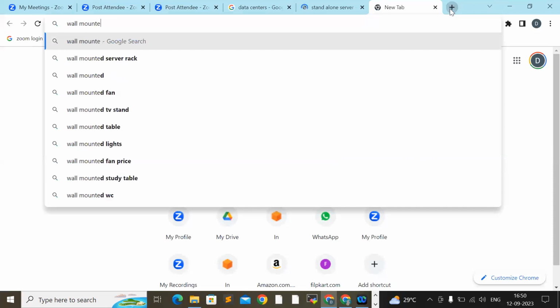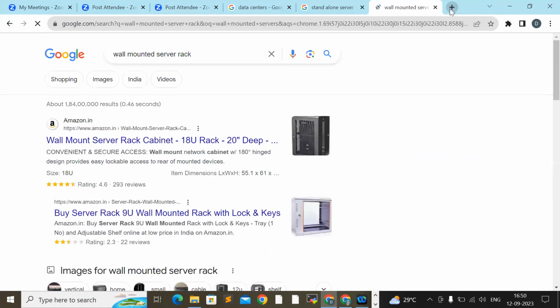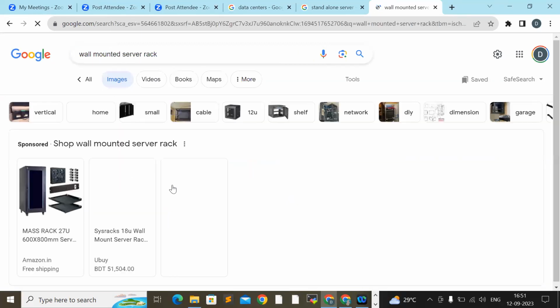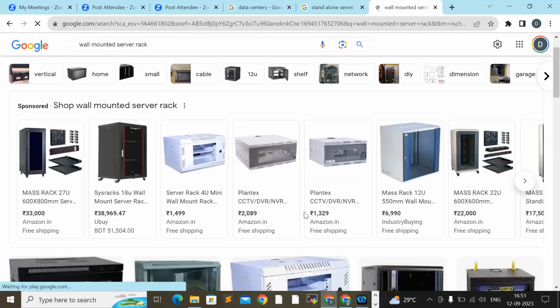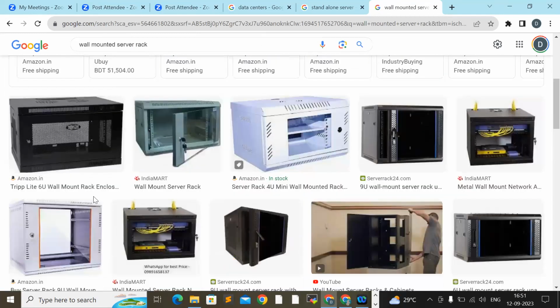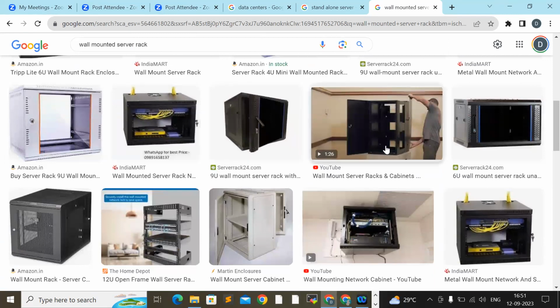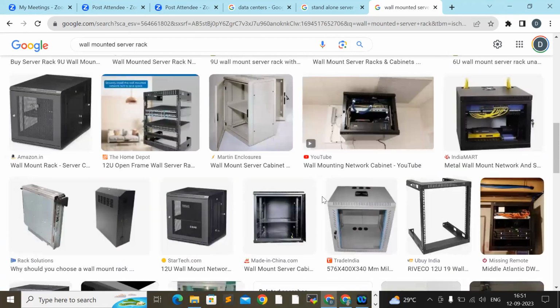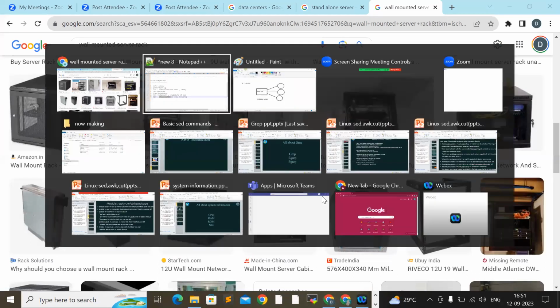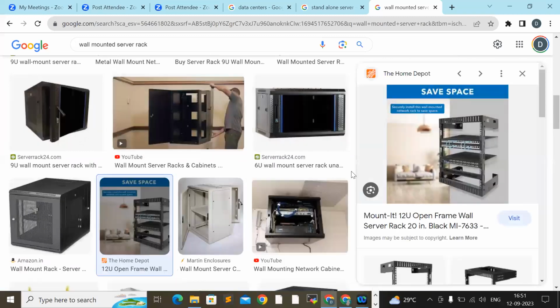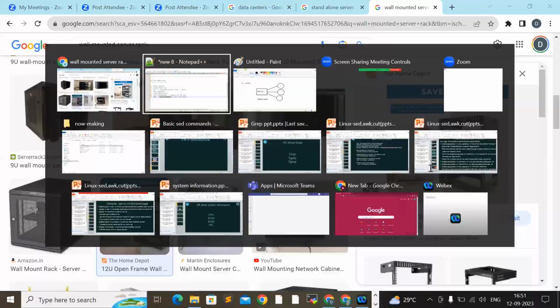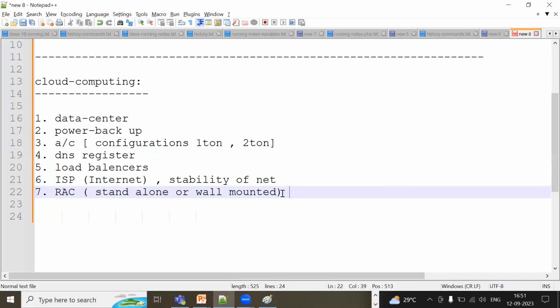I mean to say you need to keep the servers in a segregated way. Wall mounted is something like this, these kinds of things you'll try to keep. See, this person is keeping it, right? It's not one or two, we'll try to load hundreds of servers together. See, these kinds of things I'm talking about, you are responsible for keeping standalone, or we'll try to use this kind of thing.